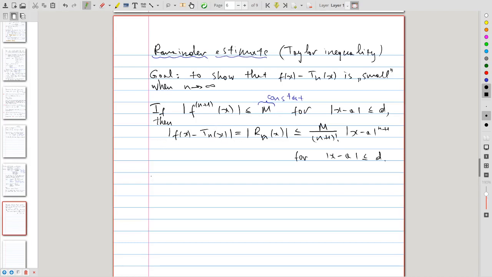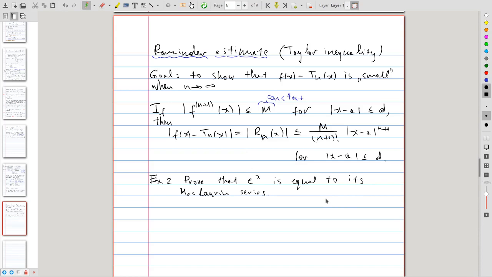So, for example, let us prove that e to the x is equal to its Maclaurin series. So this is exactly the missing component of example 1, right?